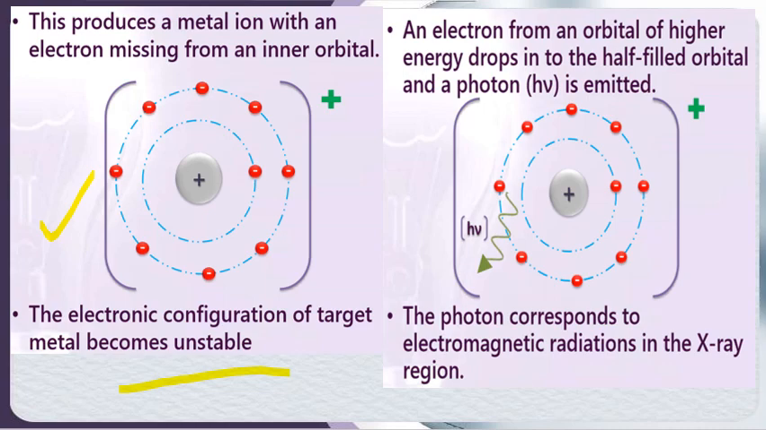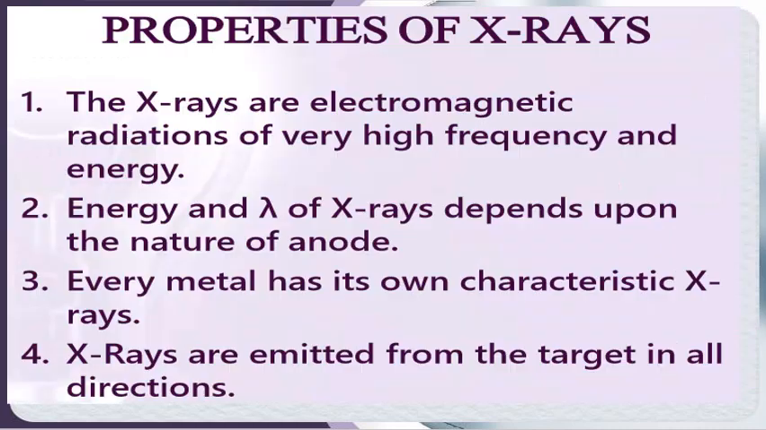So to fill this empty place, one of the electrons from the higher energy level moves down to the lower energy level, and in doing so, one photon of energy is released in the form of X-rays. So this is how X-rays are generated, right? Now, these are the properties of X-rays.